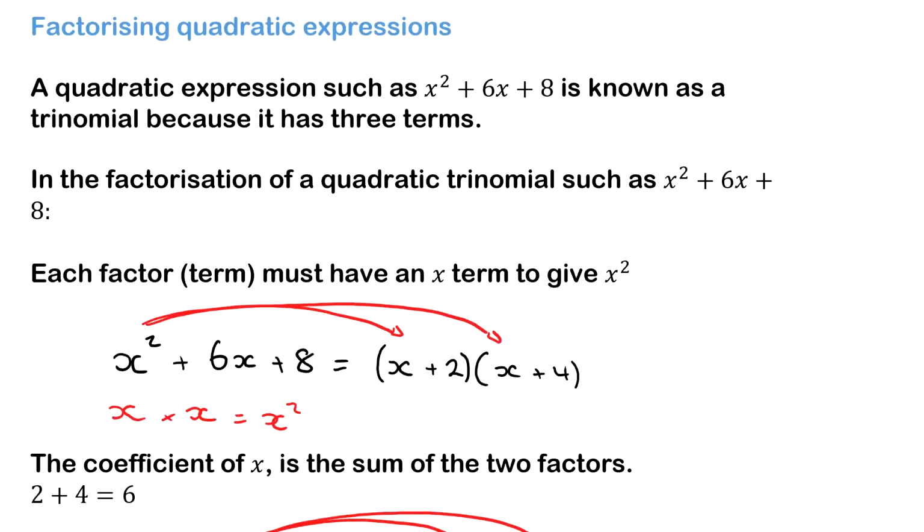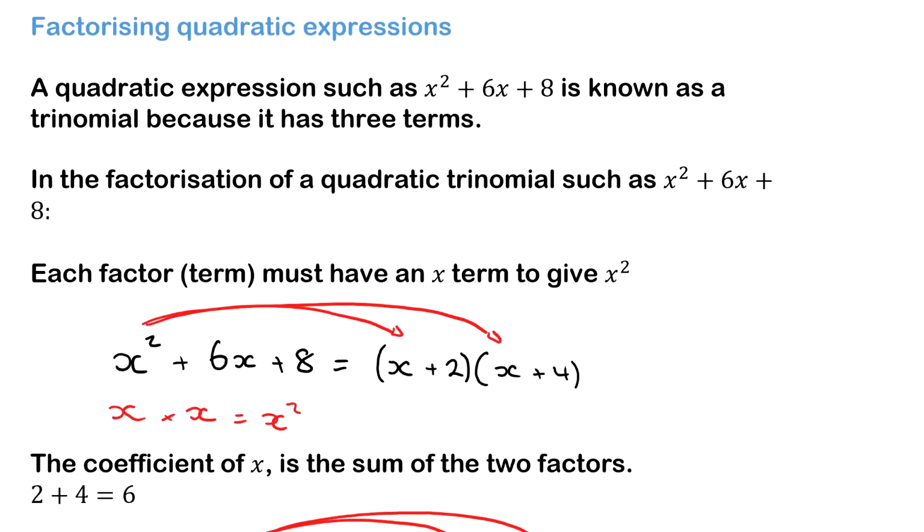In this video, we're going to be looking at factorizing quadratic expressions. So a quadratic expression such as x squared plus 6x plus 8 is known as a trinomial, obviously because it has three terms: the x squared, 6x, and the 8, so tri.